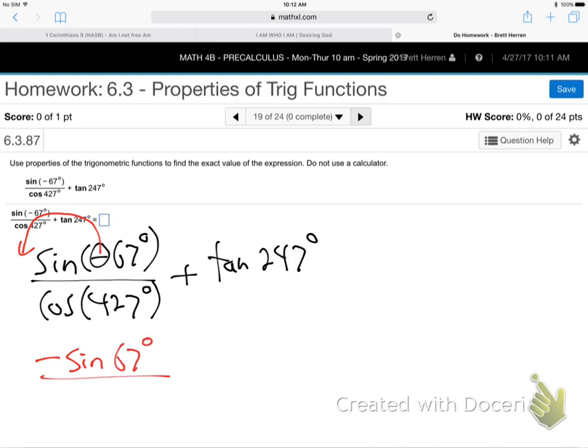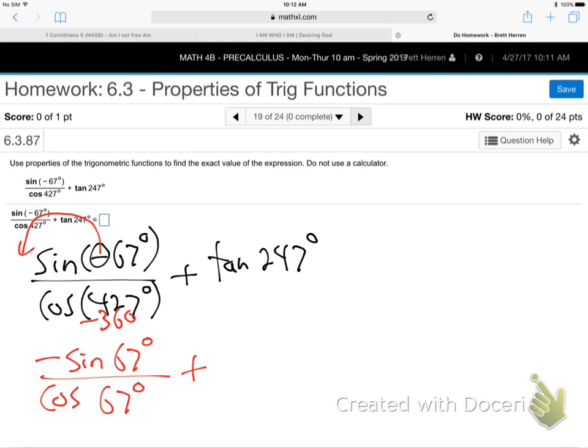I don't know if that's going to do anything nice. What am I going to do with a 427? Subtract 360 because that's more than a full circle. So is that 67? Yeah. You see that now? Plus tan of 247. What are you going to do with tan of 247?